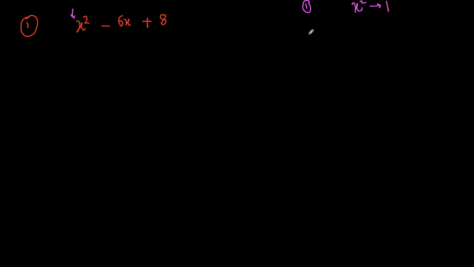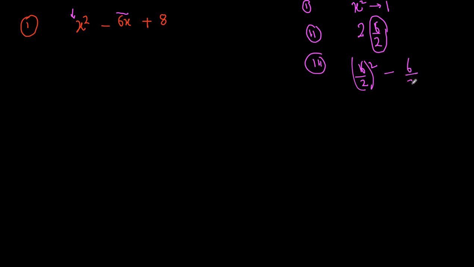Now the second thing is you have to multiply and divide the second term by 2, and the third thing is, whatever you are getting here, you have to add the square of it. In this case it is 6 here, so you have to write the square of this, and also subtract the square of it from the equation. So these are the three steps we will use to make a complete square.